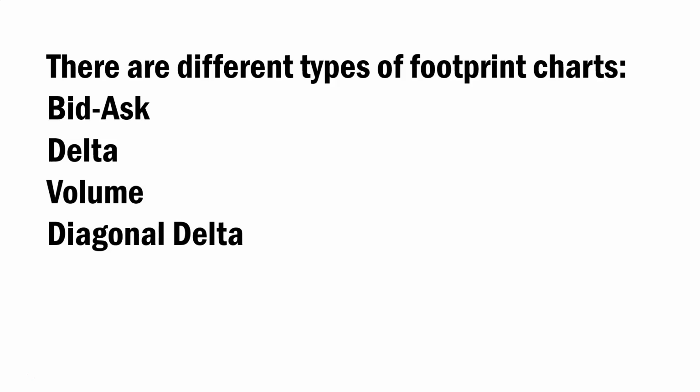Now there's also a volume footprint chart, which just shows you the total volume at price, both the buy and the sell added together. And there's also a diagonal delta footprint chart. Now, what I'm going to talk about today is the delta footprint chart. So let's get our chart up here real quick.